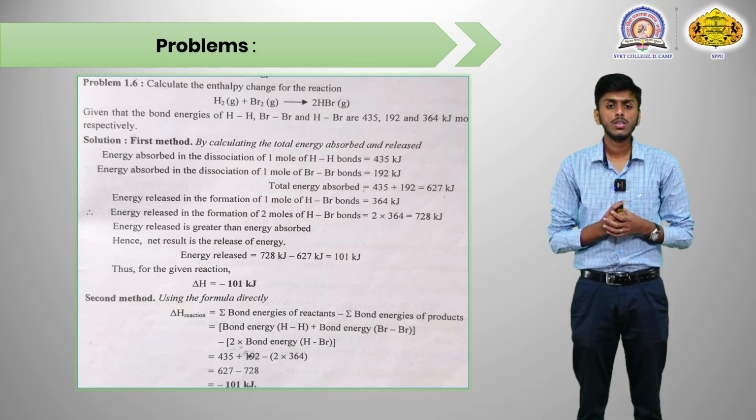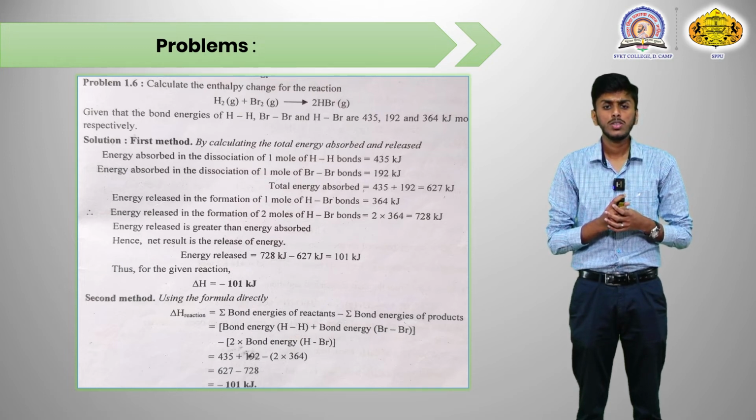Second method, using the formula directly. As we know, delta H of reaction is the summation of bond energy of reactants minus the summation of bond energy of the products. Now we substitute the bond energy of the hydrogen-hydrogen bond plus the bond energy of the bromine-bromine bond minus 2 into the bond energy of the hydrogen-bromine bond, which is 435 plus 192 minus 2 into 364. We get the final answer as minus 101 kilojoule.